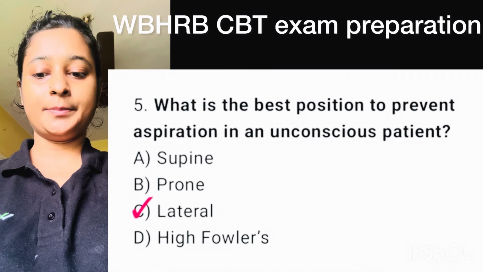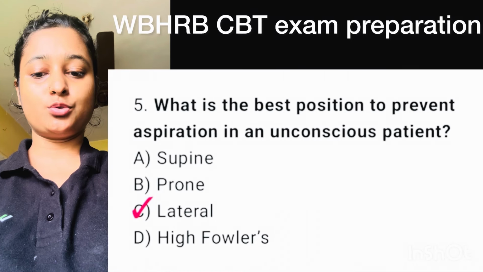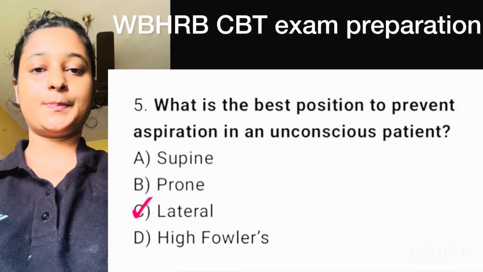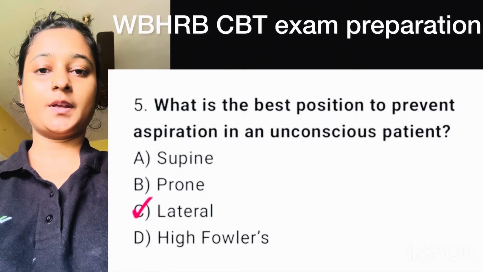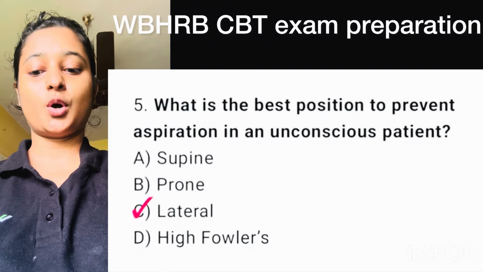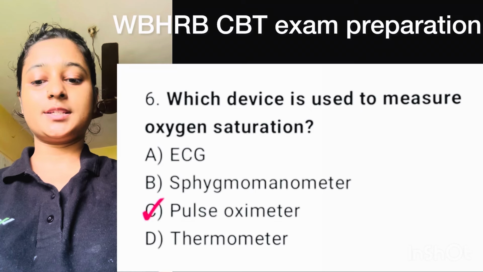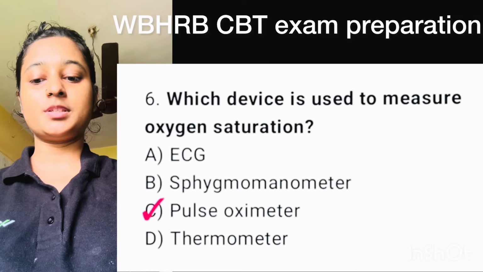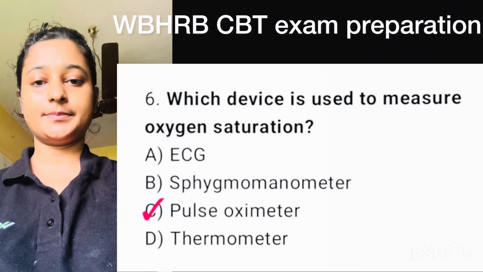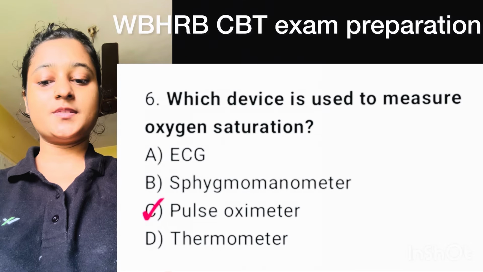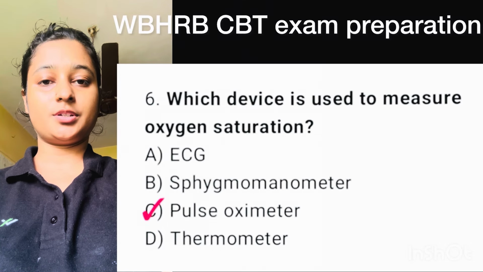Question number 5. What is the best position to prevent aspiration in an unconscious patient? Here, correct option is option C, lateral position. Question number 6. Which device is used to measure oxygen saturation? Here, correct answer is option C, pulse oximeter.